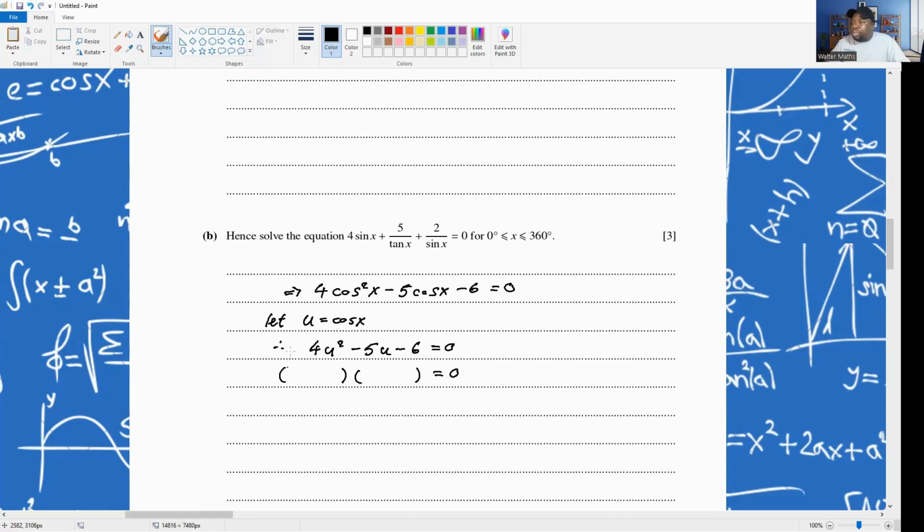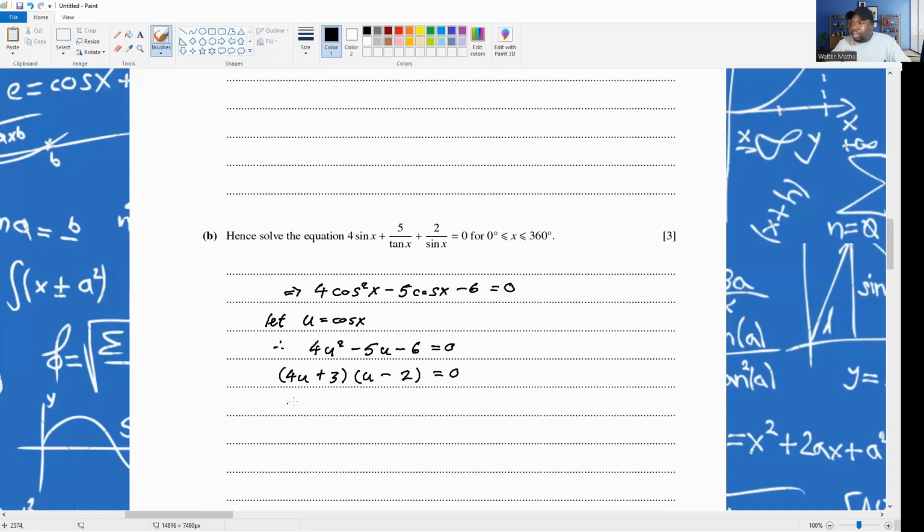Okay, so to factorize this, we're going to have 4u and u, which will multiply to give us 4u squared. And let's have 3 and 2. Okay, and 3, 8. I'm sure this should work. And let this be plus, and let this be minus. And I think we have factorized it like we should. Okay, 3u minus 8u is minus 5u. 3 times minus 2 is minus 6. I think we're good. I think we are good.